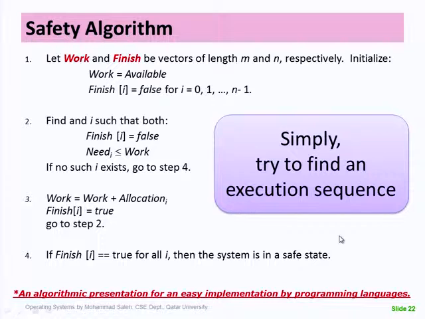The question is, what's a safe state? When do we say that the system is in a safe state or not? For that, we execute an algorithm called the safety algorithm. This algorithm is basically trying to execute the processes with the available resources in the system, in any order that you can find. If you manage to find an execution sequence for all processes, then we can say the system is in a safe state. This is the algorithm. If you are interested in coding it, then you can follow this algorithm to do so.